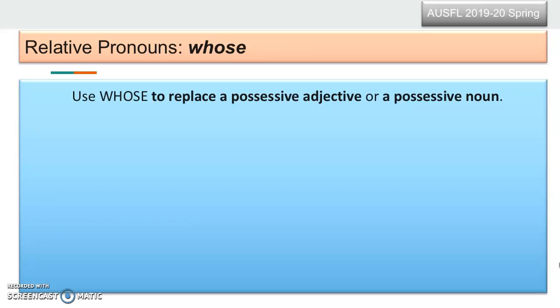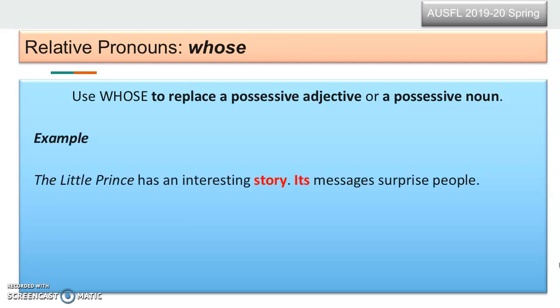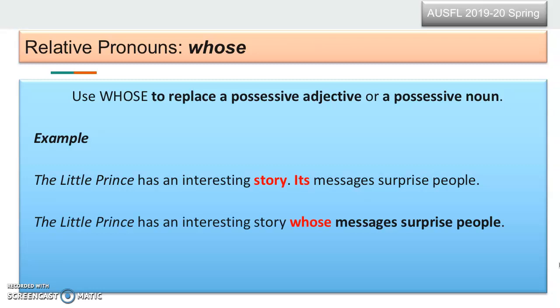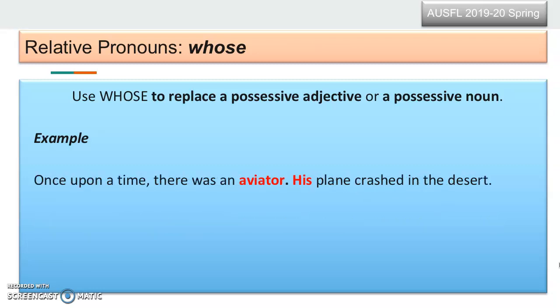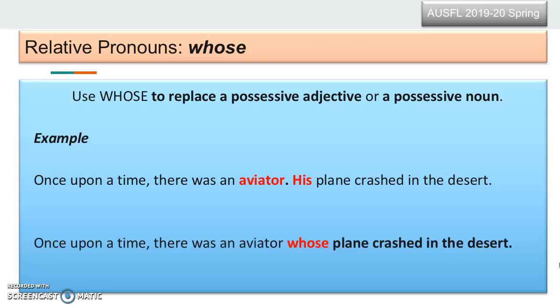Now, we can go on with the relative pronoun whose. We use whose to replace a possessive adjective or a possessive noun. Here is an example. To describe the noun story in this sentence, we replace the possessive adjective its with whose and say, an interesting story whose messages surprise people. In our next example, the possessive adjective his is replaced with whose to describe the noun aviator with a relative clause. There was an aviator whose plane crashed in the desert.